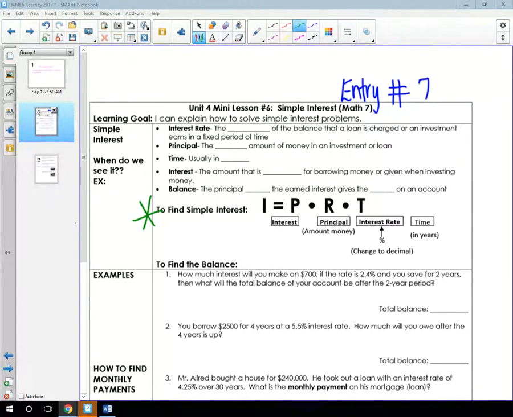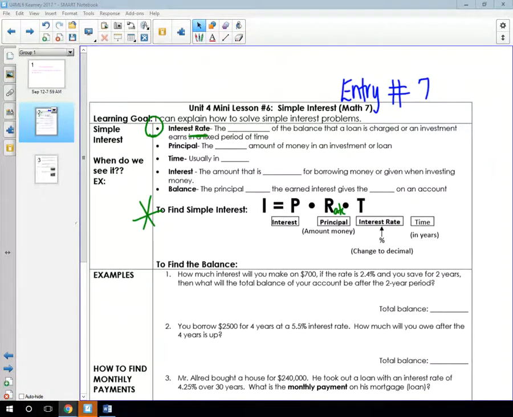I'm going to go through, and I'm going to start up here with this right here. One of the first things you want to know is the interest rate. I want you to underline the word rate, because what do you see that rate starts with? Rate starts with an R. So which one of those letters do you think is the interest rate? That's right. The R is the interest rate.